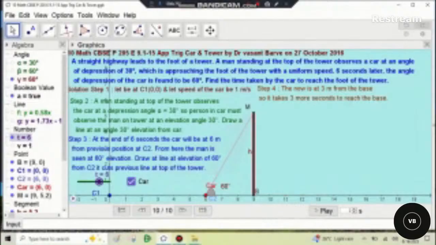I can show this animation to you. Right. So this is how you can make the problem interesting with the help of GeoGebra. So this can be made very, very interesting.